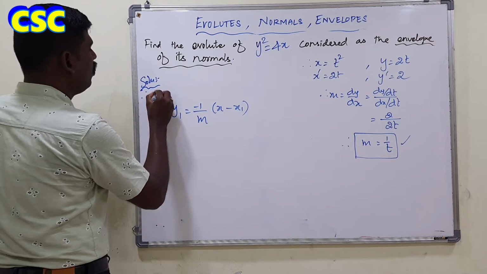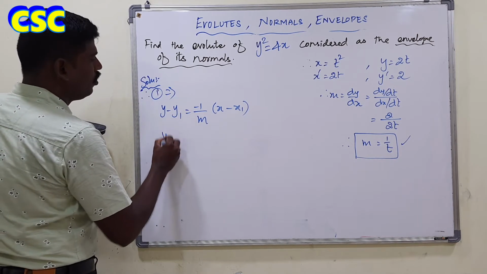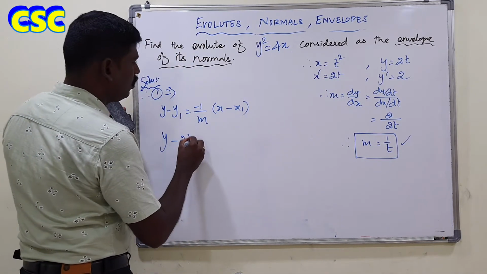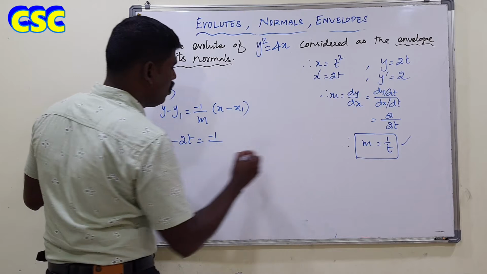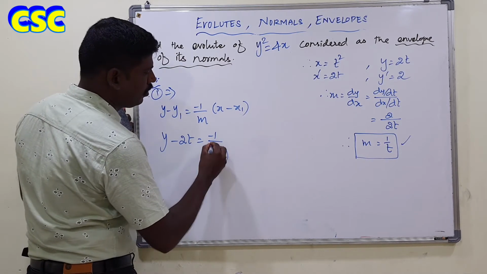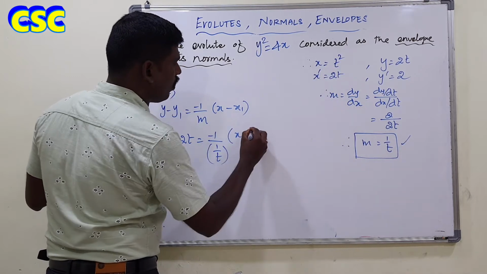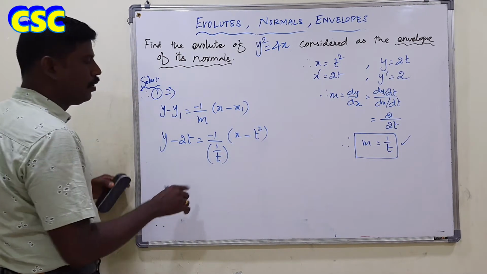Therefore, y minus y1, what is y1? 2t. Equal to minus 1 by m, what is m? 1 by t, isn't it? Into x minus x1, what is x1? t square. Right? Now I am going to simplify it.